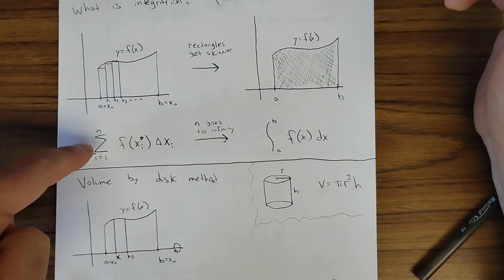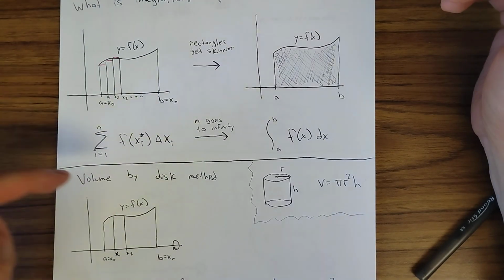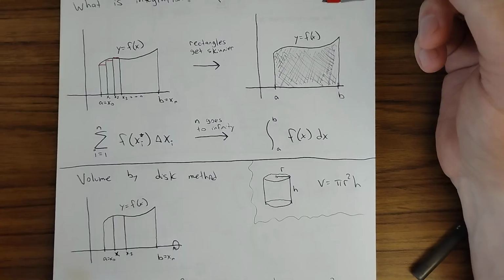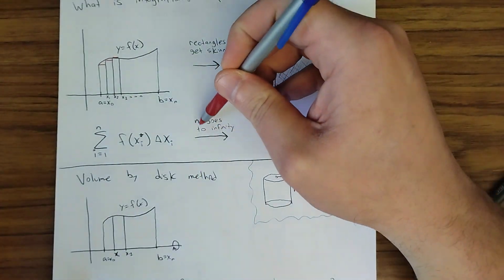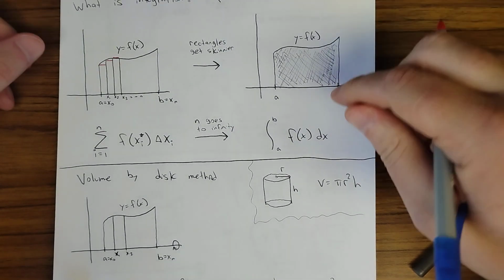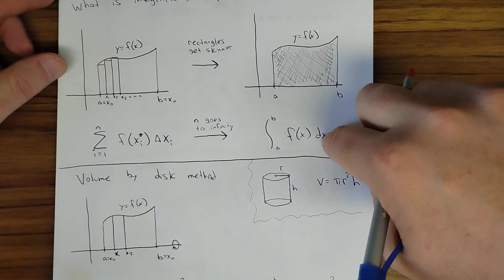So I'm adding up a bunch of areas of rectangles. I do height times width for each one, and I add them all up. That's what this means. And as we discussed, as n goes to infinity, or the rectangles get skinnier and skinnier, this represents the true area, which we write this way.